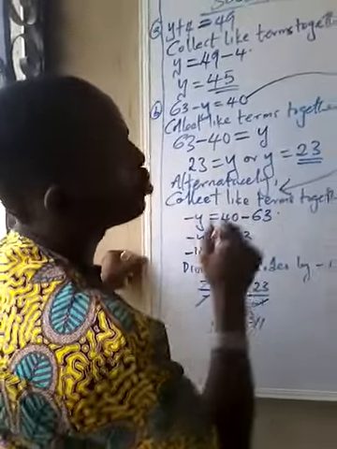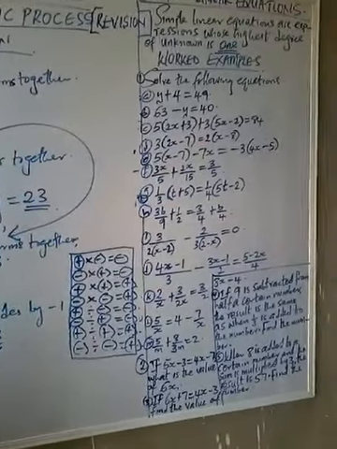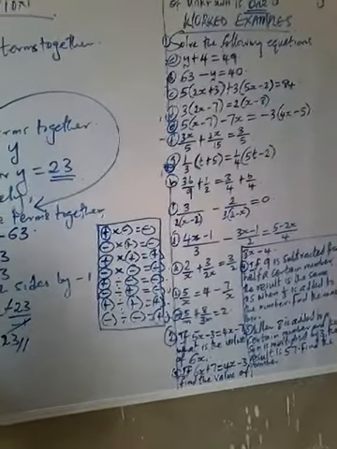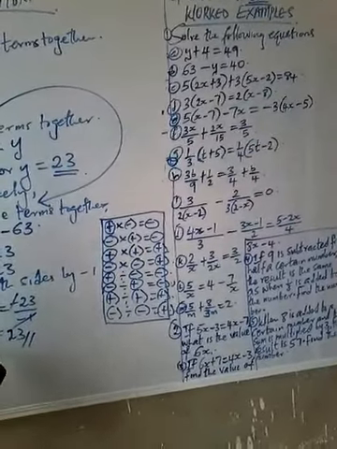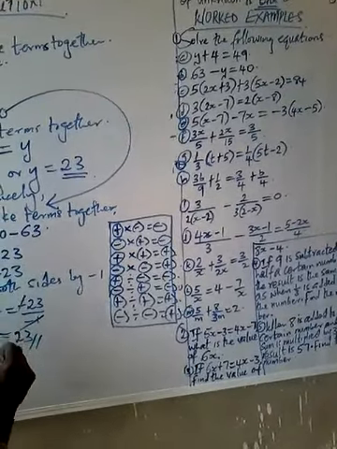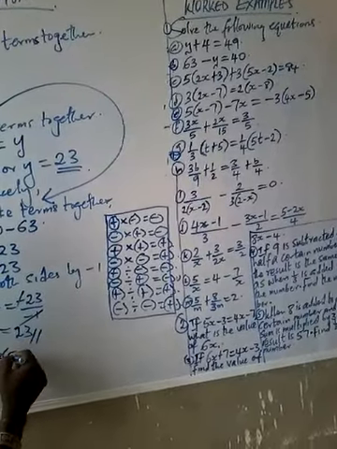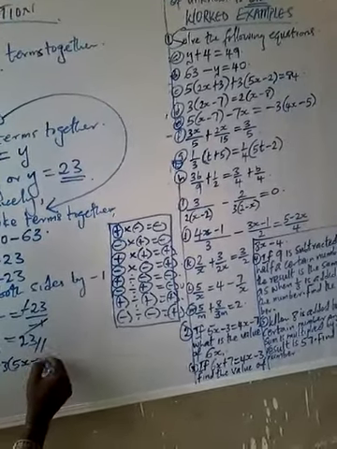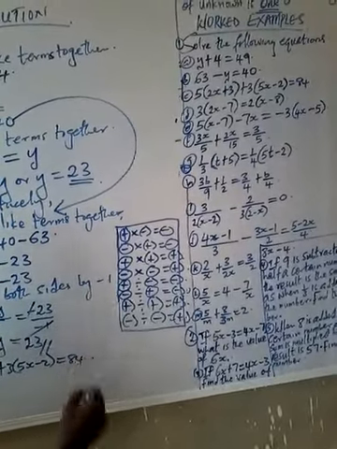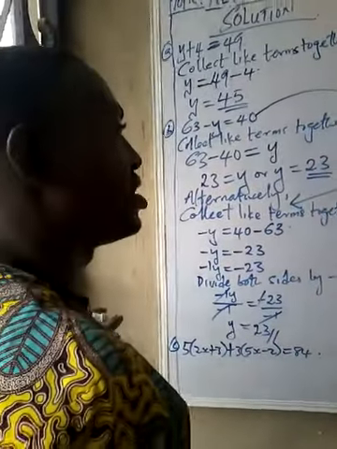Then that will take us to example C. Example C says 5 plus into bracket 2x plus 3, plus 3 into bracket 5x minus 2, is equal to 84. Now this looks long, but it's very, very simple.